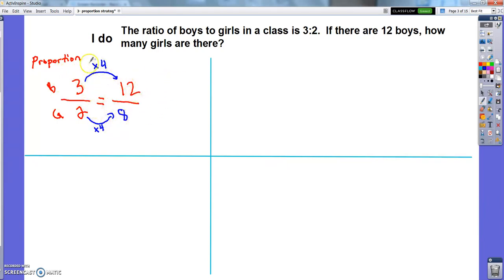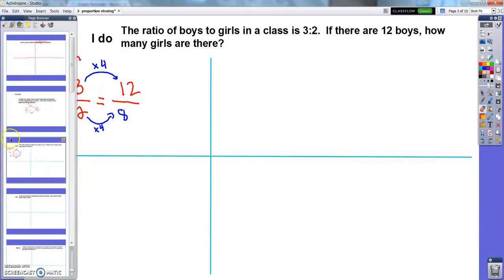If you wanted to think about how this worked, I took my 3 boy, 2 girl ratio, and in order to get 12 boys, I had to make 4 sets of this, like 1, 2, 3 boys, 4, 5, 6 boys, 7, 8, 9 boys, 10, 11, 12 boys. And every time I have 3 boys, I have 2 girls. So the times 4 is just like making 4 sets of that ratio. And then there were 1, 2, 3, 4, 5, 6, 7, 8 girls. That's how that worked. That's not really part of the strategy, but that's just to show you how that worked. This is a proportion right here.